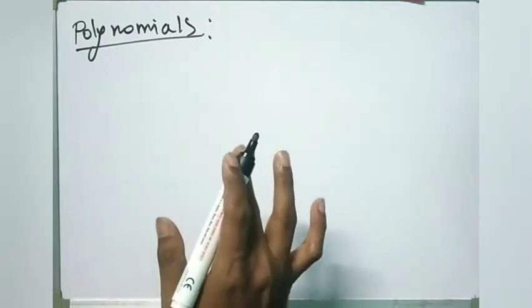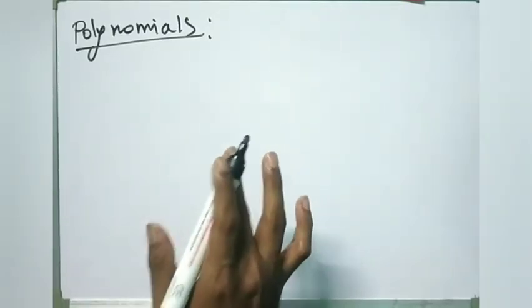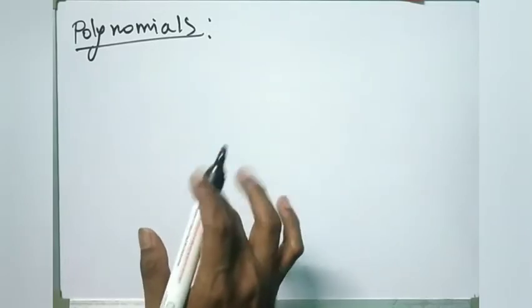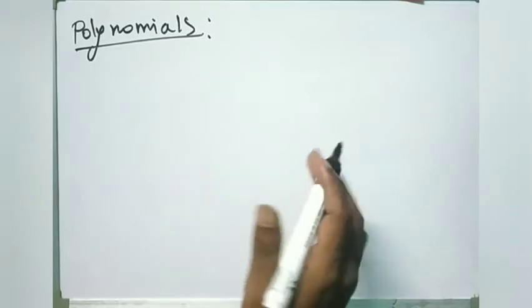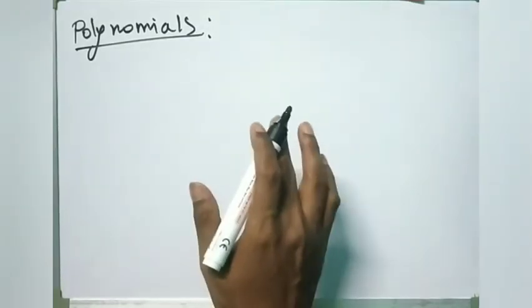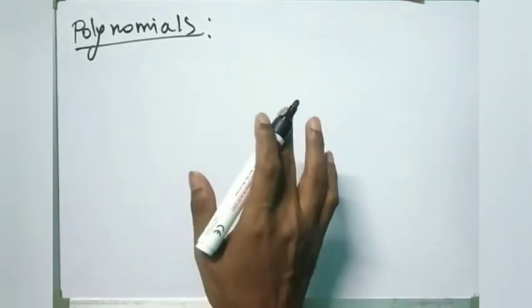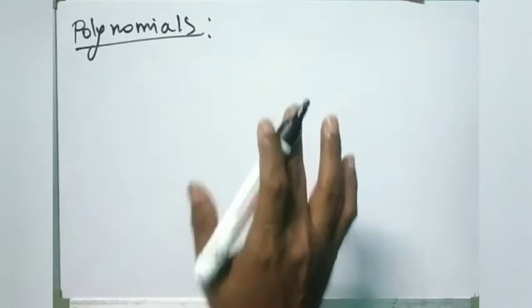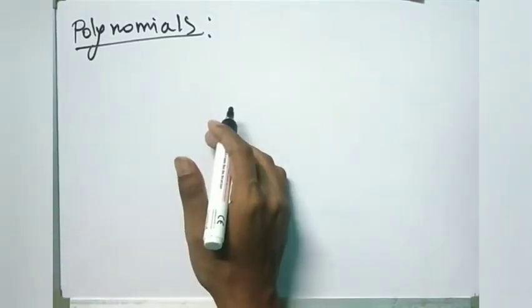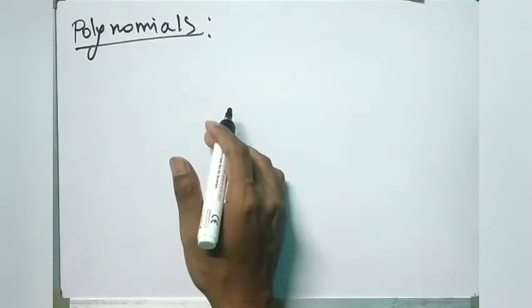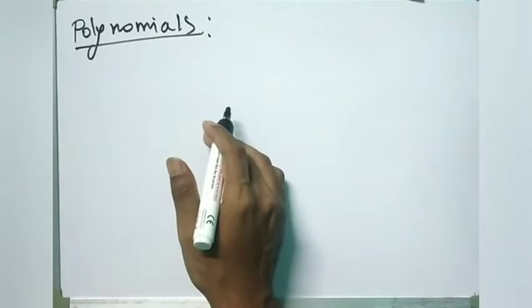So don't think of it as very complex. You will be able to understand when I will be discussing. Don't go into detail about the definition. Algebraic expressions that have only whole numbers as the exponents of the variables are polynomials.